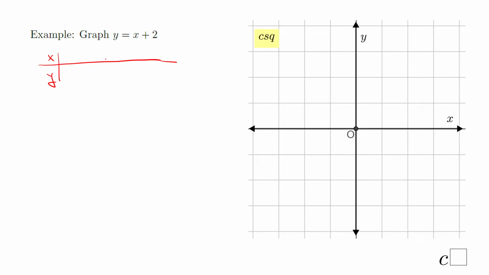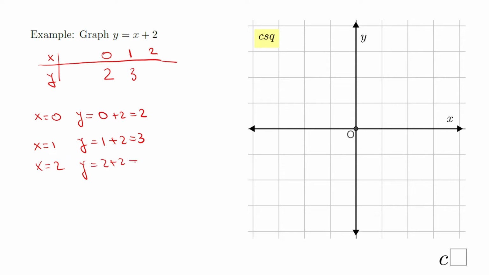So I'm going to use the following values. I'm going to start with 0. When x is 0, y will be 0 plus 2, which is nothing else than 2. That's the value. I'm going to put it down in the table here. I'm going to go to 1, the next one, and do the same process. x equals 1, and I have y equals 1 plus 2, which is 3. And similarly x equals 2, y equals 2 plus 2, which is 4. And that goes in the table.